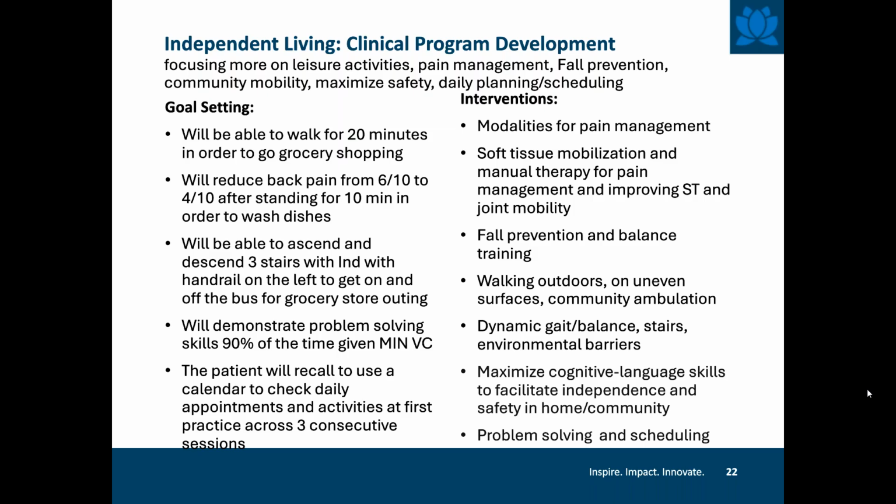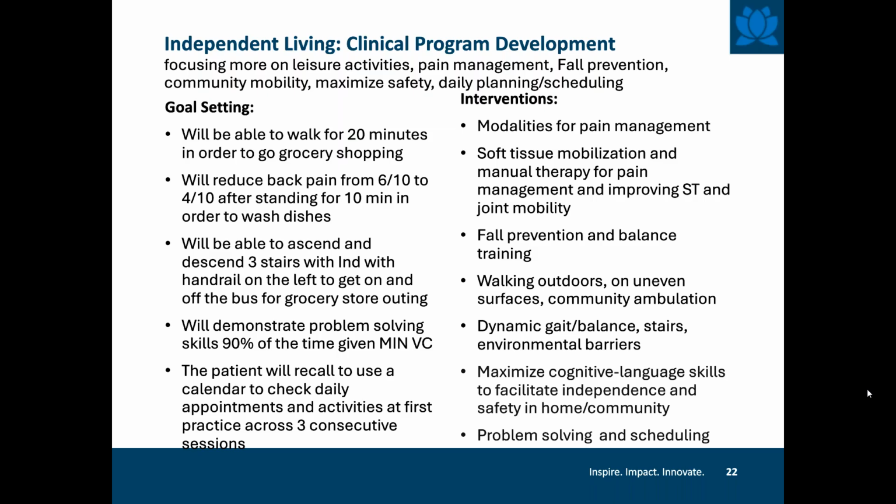So it really just depends on what your facility has as far as modalities go. But I know that, for example, at our facility, we have ultrasound, electrical stimulation, diathermy, paraffin, and of course, hot and cold packs too. We want to do soft tissue mobilization and manual therapy for pain management to improve the soft tissue and joint mobility, fall prevention and balance training, walking outdoors on uneven surfaces, and doing community ambulation that might include curbs and ramps, dynamic gait and balance, stairs, and environmental barriers.